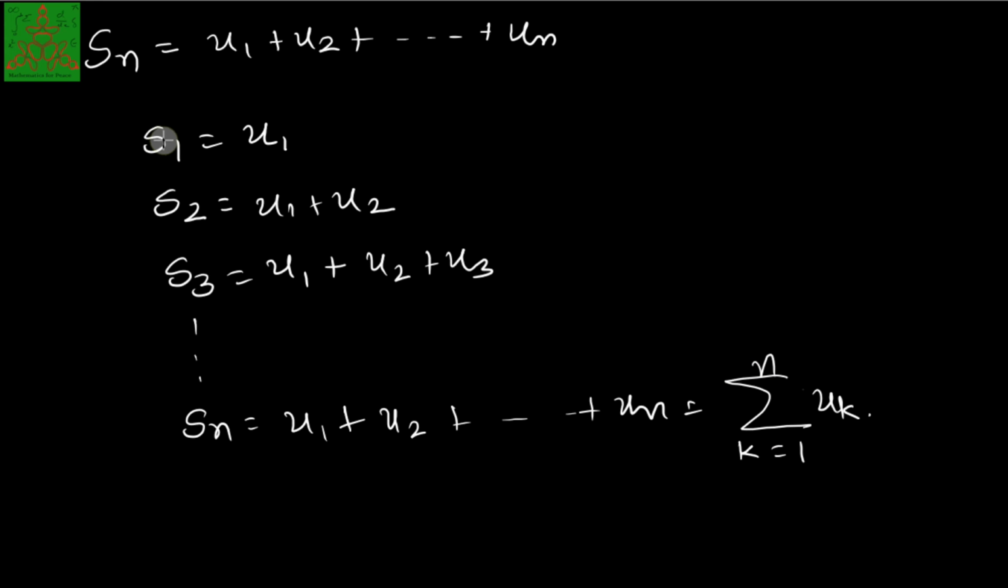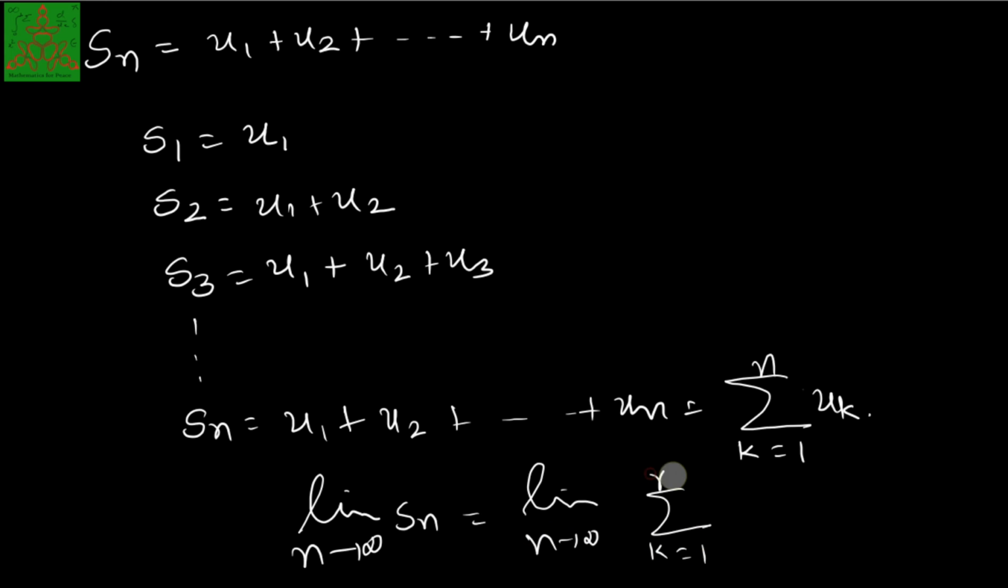What we can observe here is that Sn is a sequence of real numbers. If the limit of this Sn as n tends to infinity, that is, the limit of summation k running from 1 to n uk, exists and is a unique finite number s, then we can say that the series summation un is convergent. That is the definition of the convergent series. In short, a series is convergent if its sequence of partial sums is convergent.